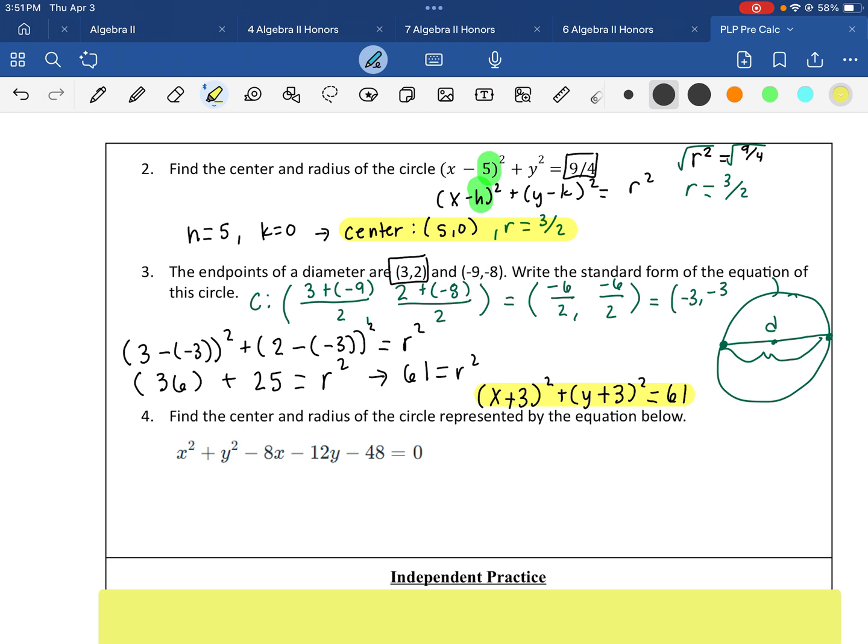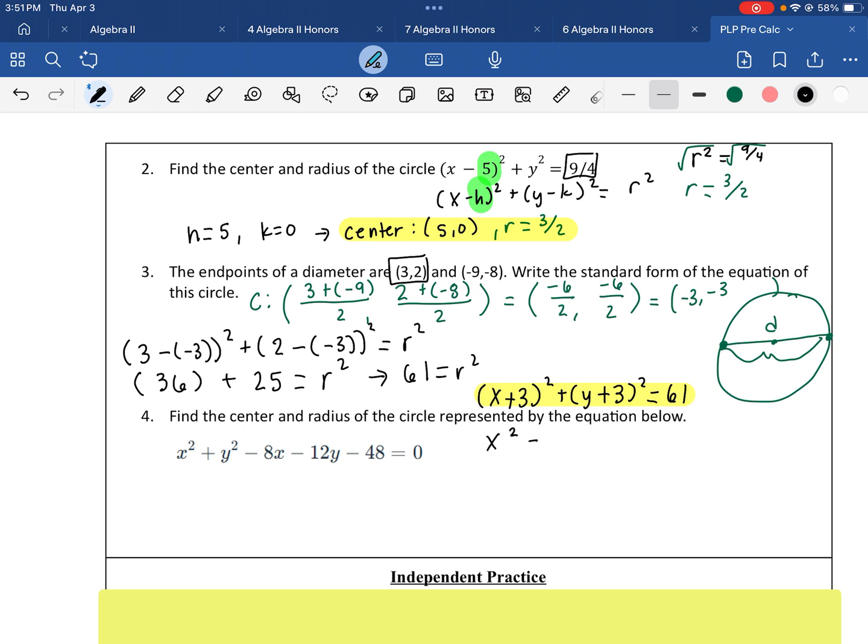All right, last thing we're looking at, we're going to find the center and the radius of the circle represented by the equation below. So we have x squared plus y squared minus 8x minus 12y minus 48 equals 0. This is going to be a nice little case of double completing the square so that we can get this to look like a circle formula. So I'm going to group my x's and my y's together.